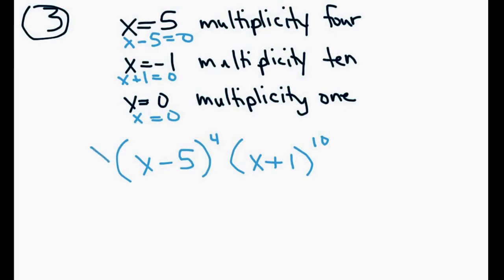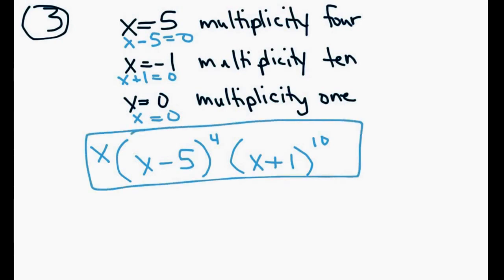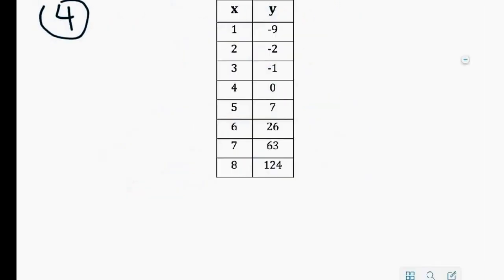And so we usually like to write x to the first power in the front of the factored form. If you write it at the back, it doesn't really matter. This would be the factored form with a multiplicity 1 on a factor of x, a multiplicity of 10 if the solution is x equals -1, and a multiplicity of 4 when the solution is x equals 5.